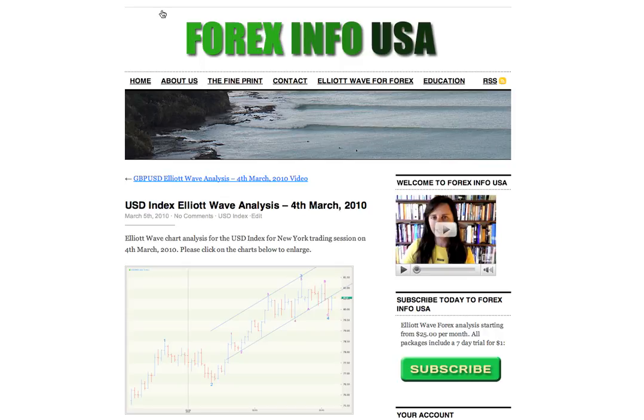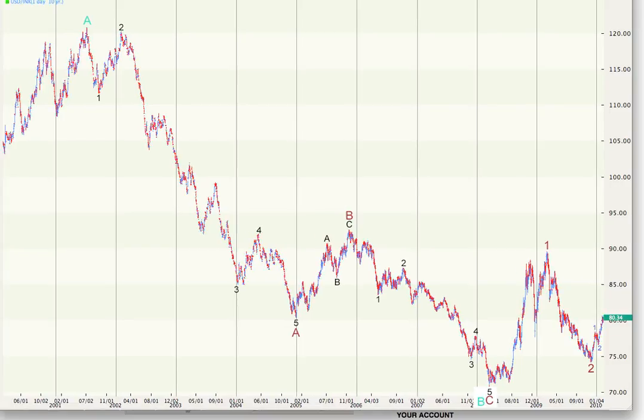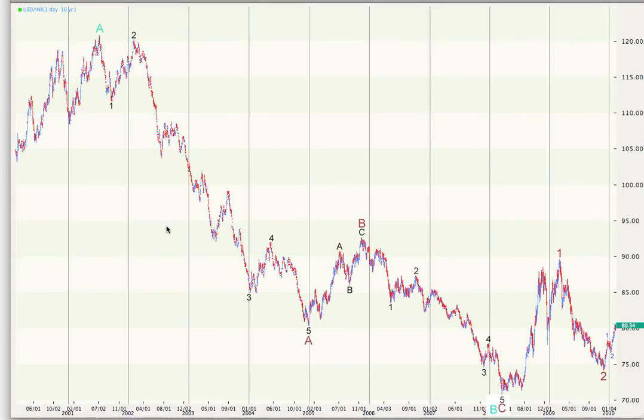So starting today's analysis with a reminder of the bigger picture. Here's a chart going back 10 years. We had a 3-wave up cycle degree A, followed by a 3-wave down at cycle degree B, and we're starting on a cycle degree C wave up. That's going to be 5 waves up, and we've already got 1, 2, and we're working on the early stages of a 3rd wave at primary degree.